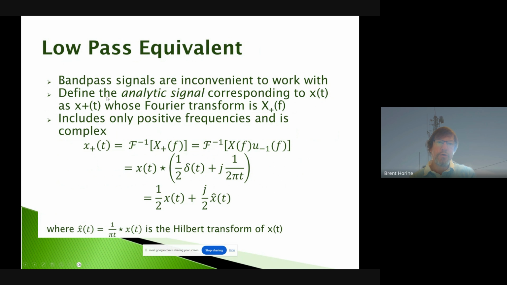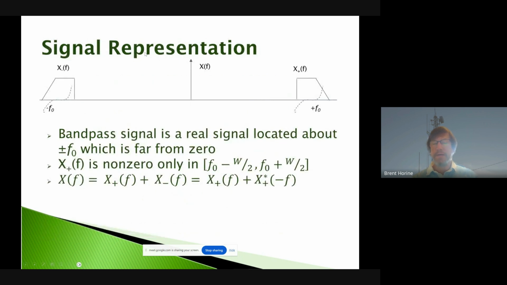So we're going to define the analytic signal corresponding to x of t as x plus of t, whose Fourier transform is this X plus of f that we just looked at, right? This is going to help us derive a low pass equivalent to that band pass signal, right? So this is a band pass signal. Maybe this is 2 gigahertz. Maybe this is plus or minus 10 megahertz or something like that, right?